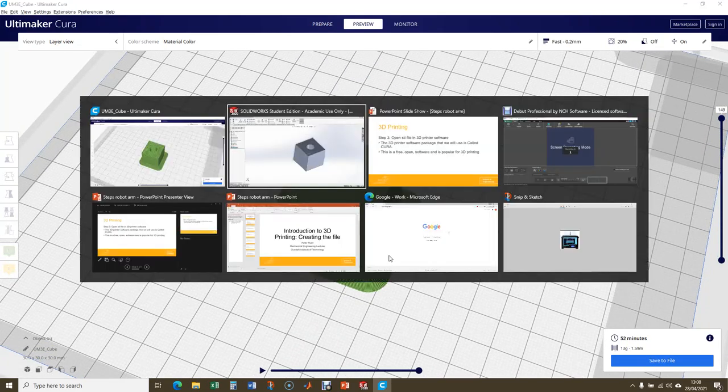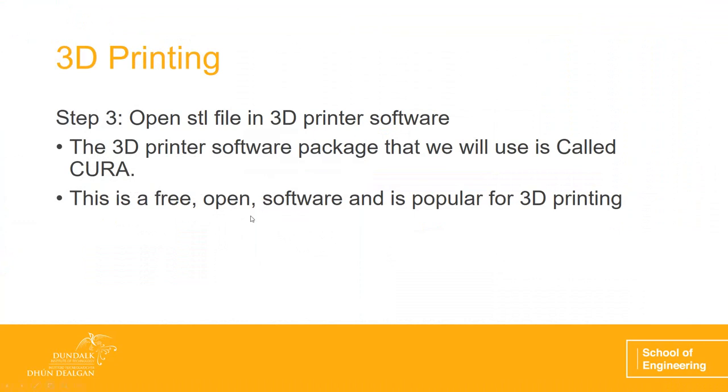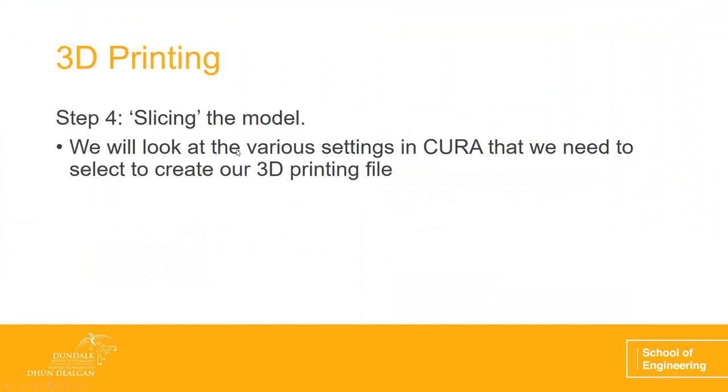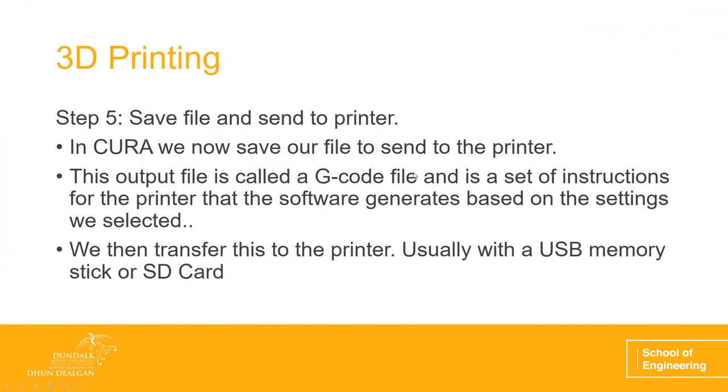So if we go back and look at our steps, we had step 3. I've probably covered step 4. I have. So slicing the model, I've looked at some settings. We'll look at a little bit more in a minute. And step 5 is to save that file and send it to the printer.